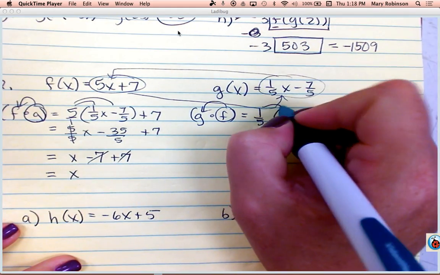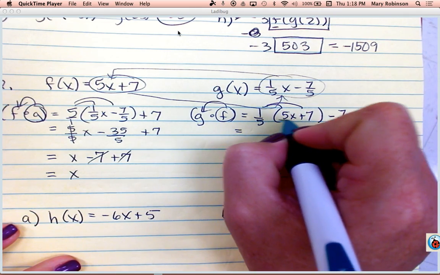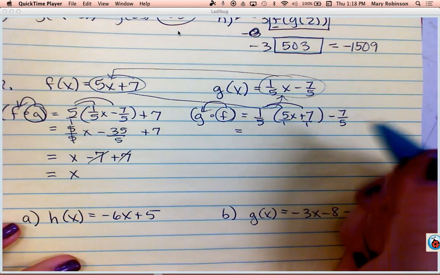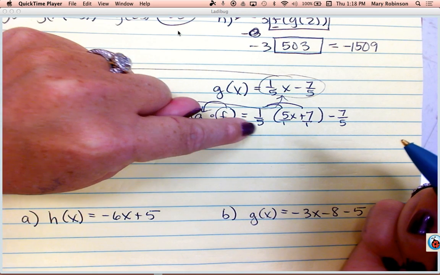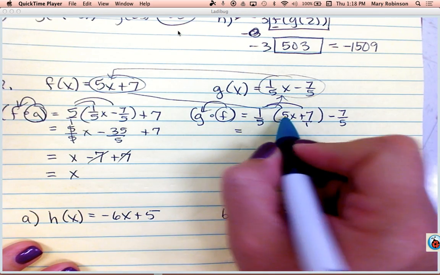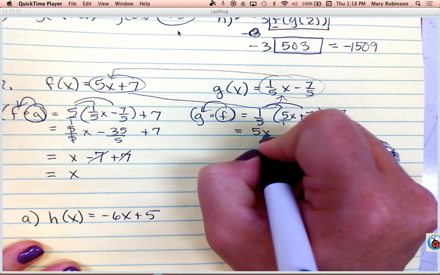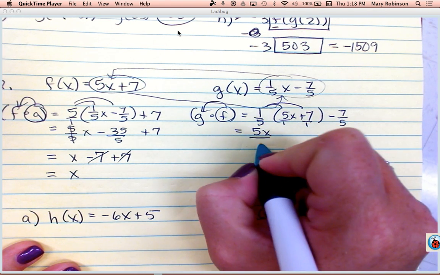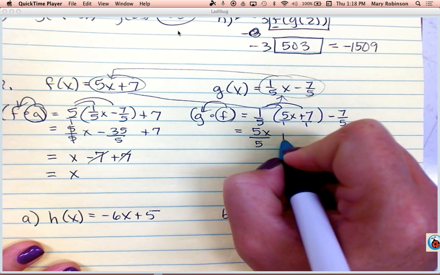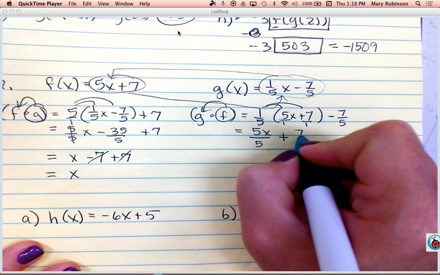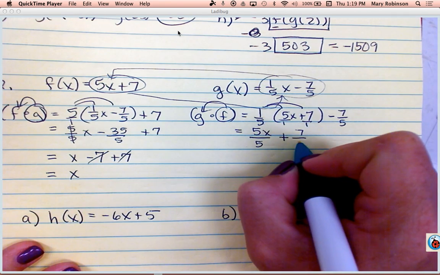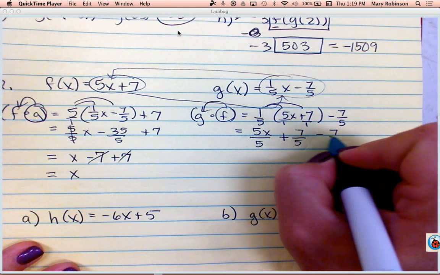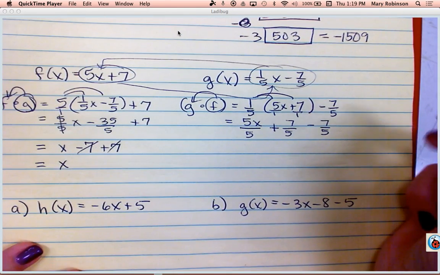So I'm copying that function, but I'm taking out the x and I'm replacing it with 5x plus 7. So next I'll distribute the 1/5. Remember, we can put this over 1 to make it a little more helpful. You just multiply numerators together and multiply denominators. So 1 times 5x, that would give us 5x divided by 5 times 1 is 5, plus 1 times 7 is 7 over 5 times 1 is 5. And I bring down the minus 7/5.